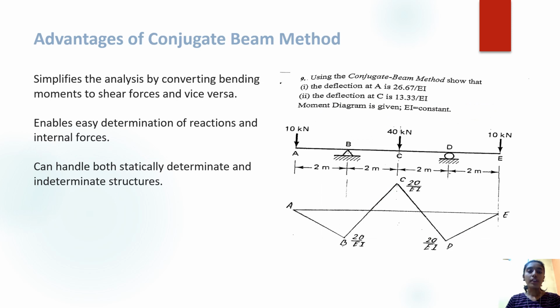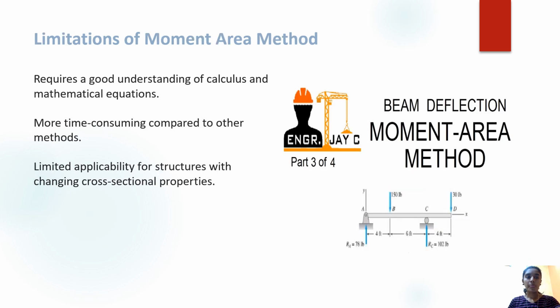Advantages of the conjugate beam method. It simplifies the analysis by converting bending moments to shear force and vice versa, and enables easy determination of reactions and internal forces. It can handle both statically determinate and indeterminate structures.